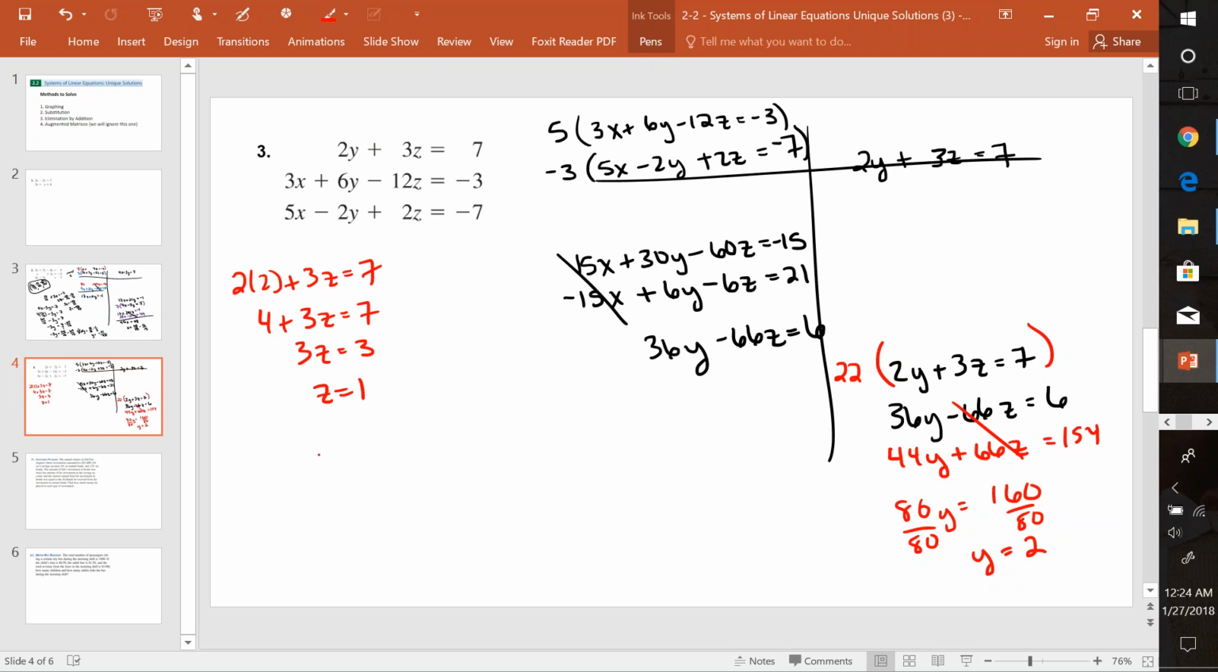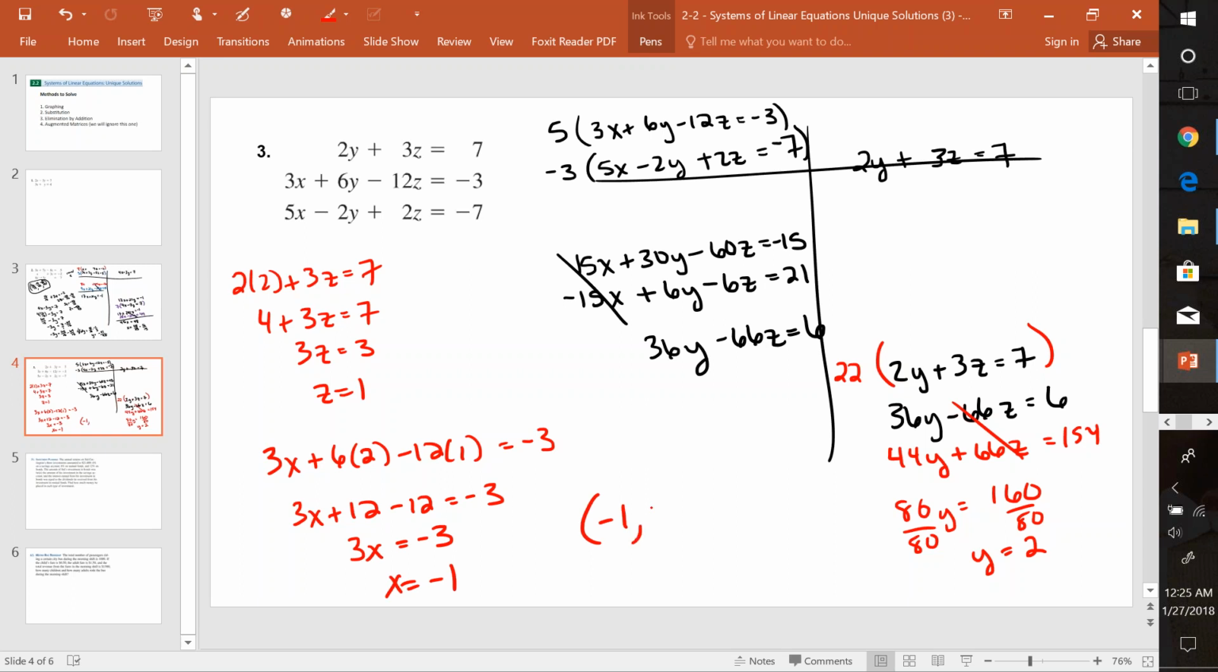And then I'm going to find x by plugging in the y and the z. So 3x plus 6 times 2 minus 12 times 1 equals negative 3. That's 3x plus 12 minus 12 equals negative 3, or 3x, that cancels out, equals negative 3, so x equals negative 1. So this one comes out much nicer. It's negative 1, 2, and then 1. Make sure you put x, y, z in the correct order.